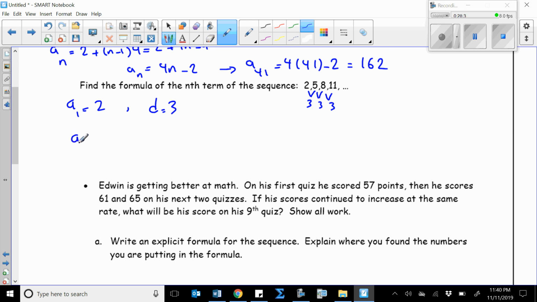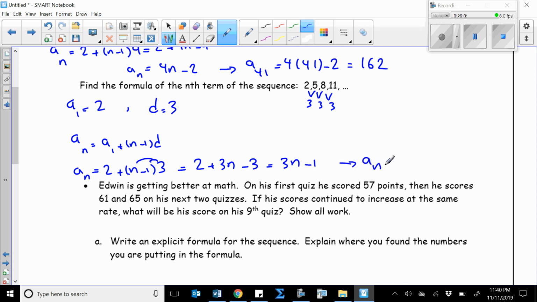Now, to find the nth term, an is equal to a1 plus n minus 1 times d. a1 is 2 and n minus 1 times 3. So this is the general rule. I can simplify this more by distributing this 3. It will be 2 plus 3n minus 3. 2 and negative 3 will be negative 1, so it's 3n minus 1. So the general rule will be an equal to 3n minus 1.